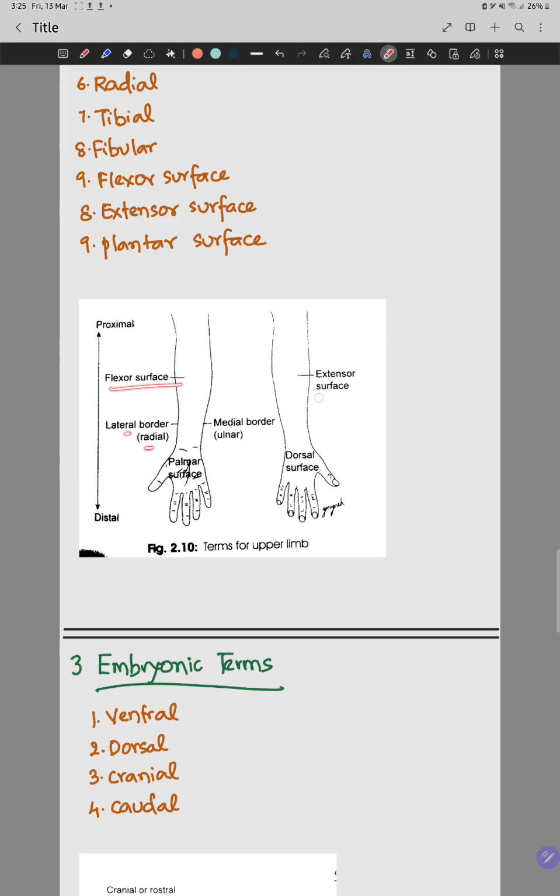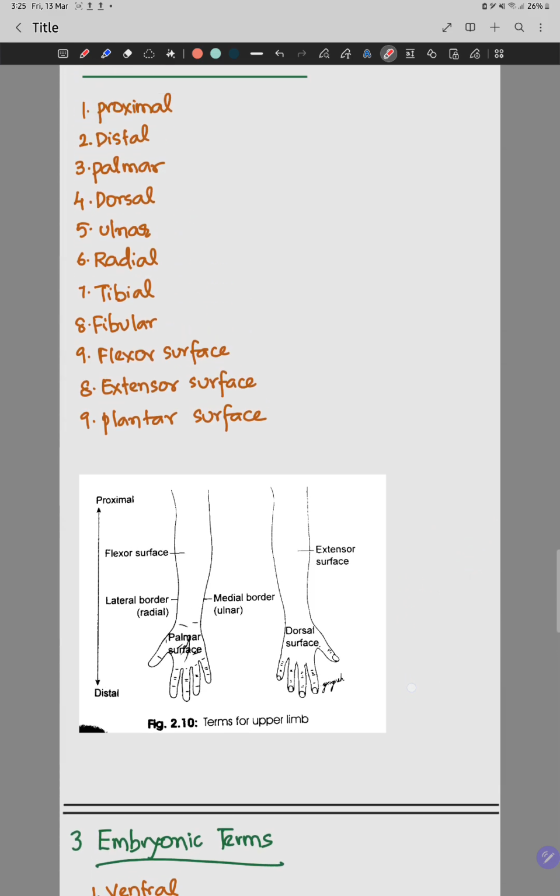Next, flexor surface, extensor surface. How to remember this one? You can remember this when I tell you the movements, that is flexion and extension. In that way you can remember this one.